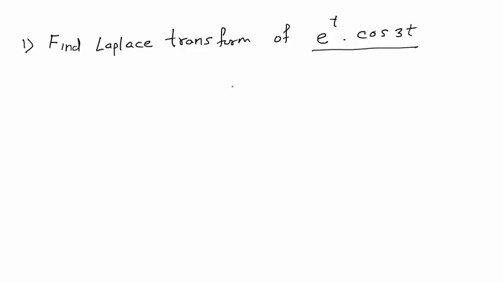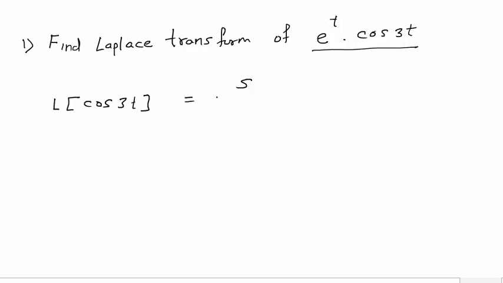So the first problem is: find the Laplace transform of e power t into cos 3t. Now, as cos 3t is a standard function, we can find its Laplace by using the formula, and this function is multiplied by e power t, so we can use the first shifting theorem which we learned. So now let us begin. Laplace of cos 3t is equal to, by the formula, s upon s square plus 9.